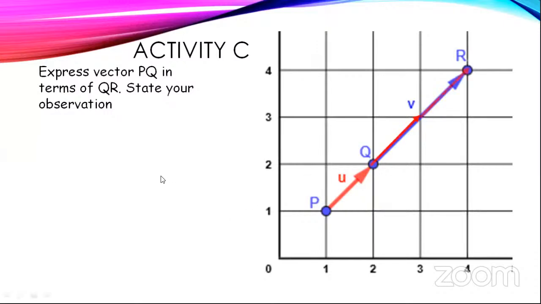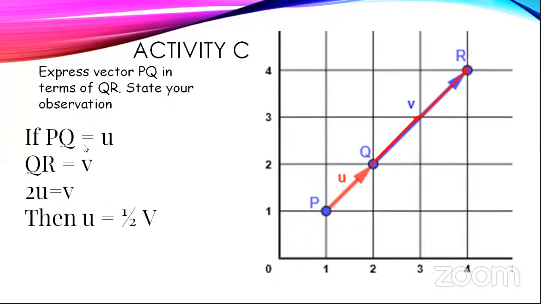If the vector PQ is equal to U and the vector QR is equal to V, you just told me that QR is 2 times that of PQ, or we can say that PQ is half that of QR. So we're learning now how to express what we just said in words.